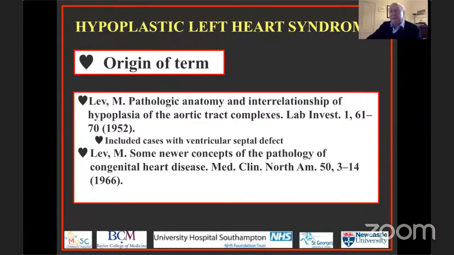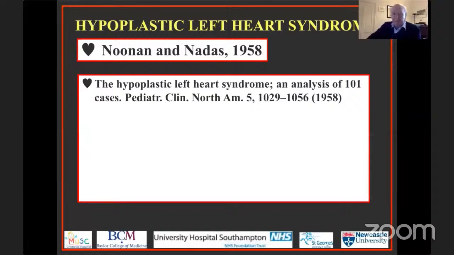But then subsequent to the account given by Noonan and Nadas, he produced a second description of these hearts, and this time he excluded the cases that had deficient ventricular septation. So this is the conundrum. Should we or should we not be including cases that have a ventricular septal defect within our definition of hypoplastic left heart syndrome? So let's go back to the Noonan and Nadas study.